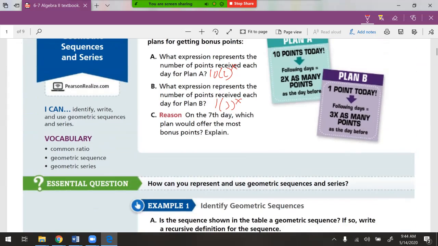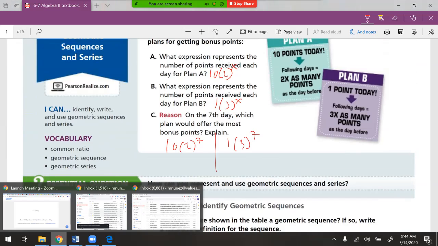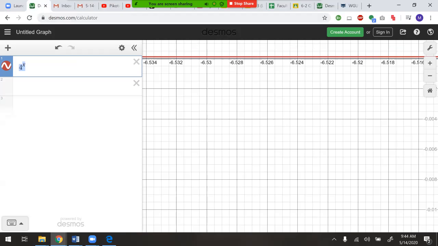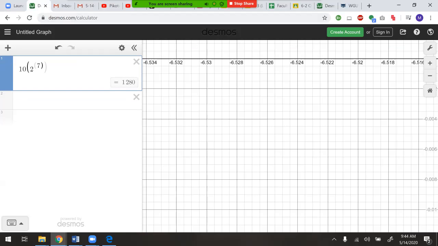Well, let's plug in 7 for x. 10 times 2 to the 7th. The other one, 1 times 3 to the 7th. If we use good old Desmos to do this, let's figure it out. 10, 2, 7, 1280. 1, 3, 7, 2187.